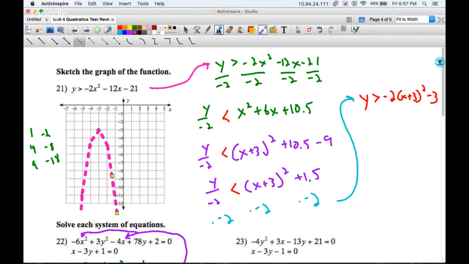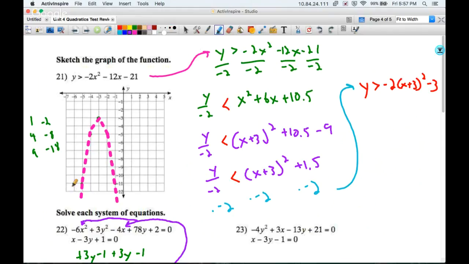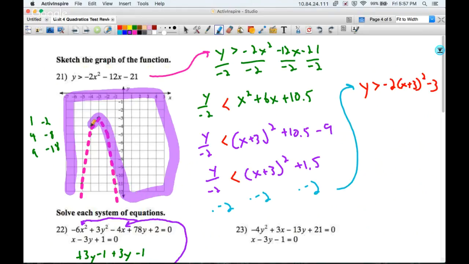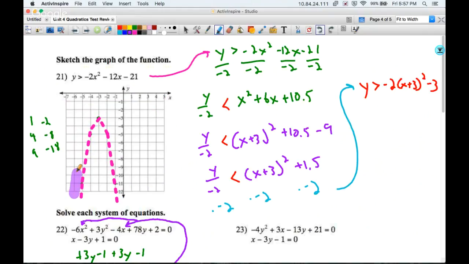Okay. Now I want to get my shader, and I want to shade above this parabola because it's a greater than symbol. So we want to dot and shade above. That's what the greater than symbol means. And this is above. It's this part here.